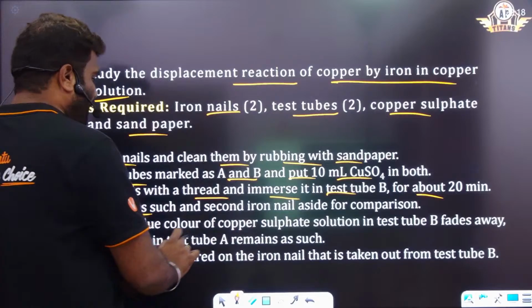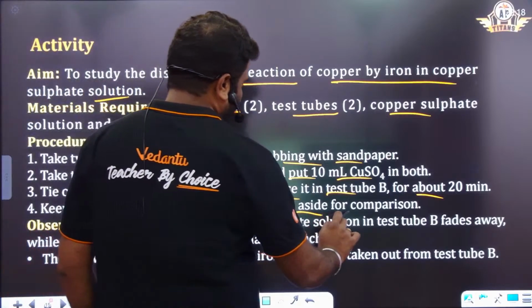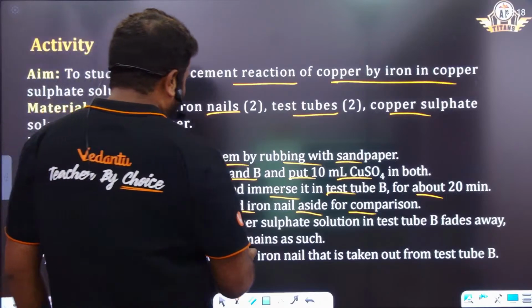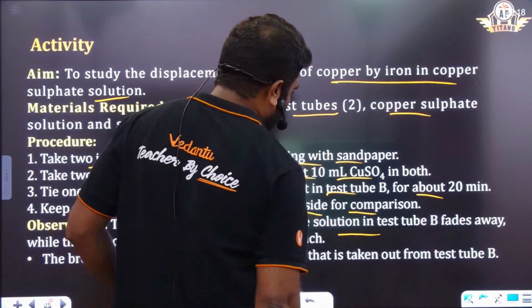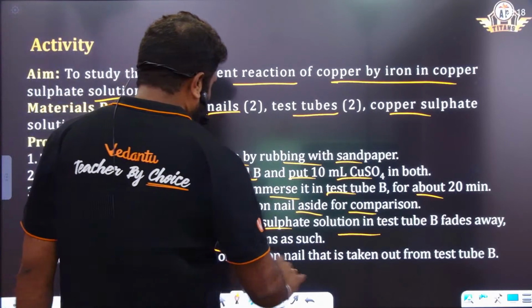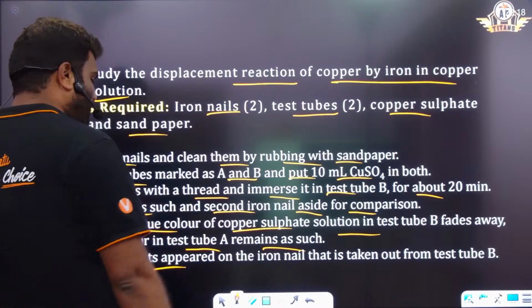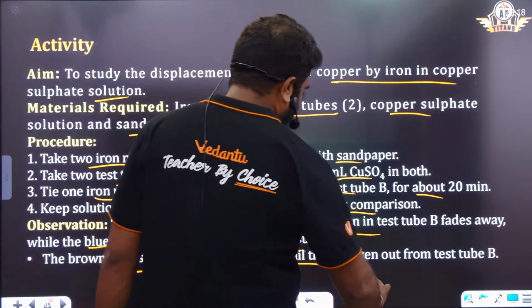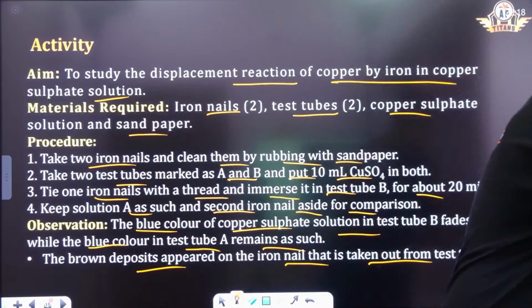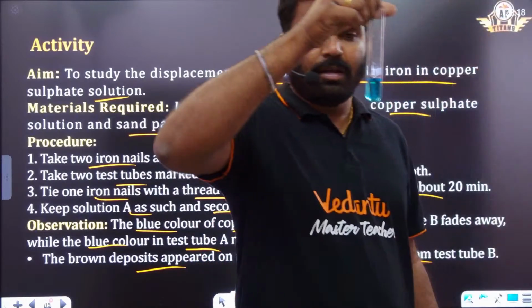Keep test tube A, with the second iron nail, aside for comparison. The blue color of the copper sulfate solution in test tube B fades away while the blue color in test tube A remains as such. The brown deposit appears on the iron nail that is taken out from the test tube. So here a brown layer is forming.